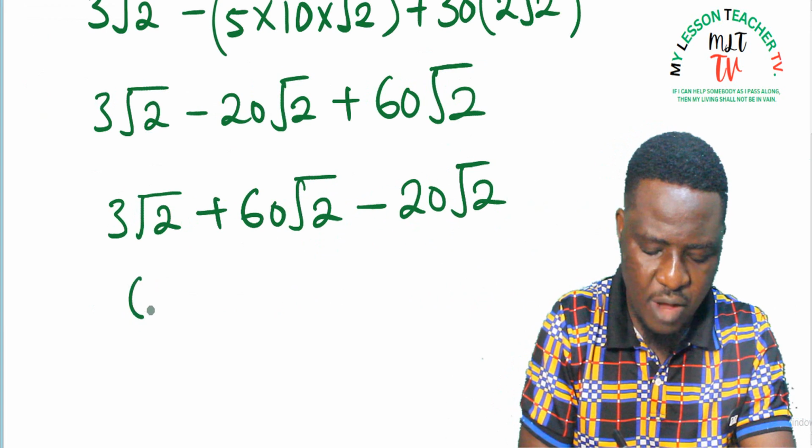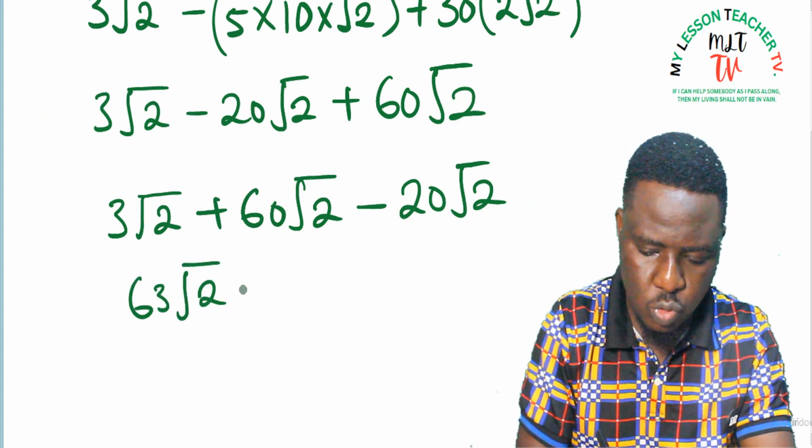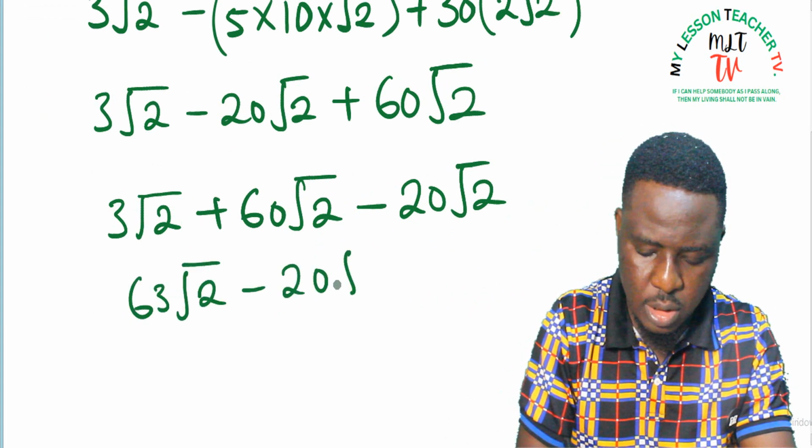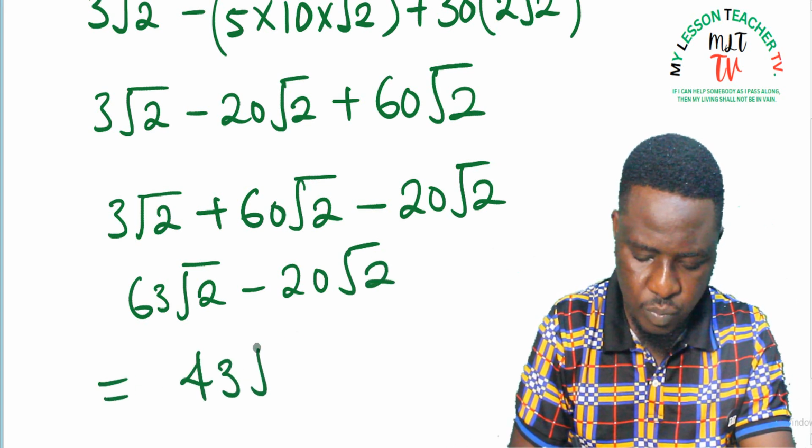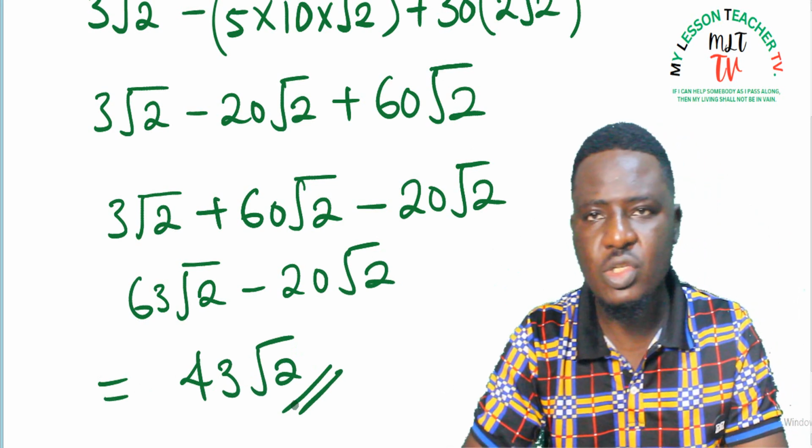When you add this, you have 63 root 2 minus 20 root 2, and that gives us 43 root 2 as your answer.